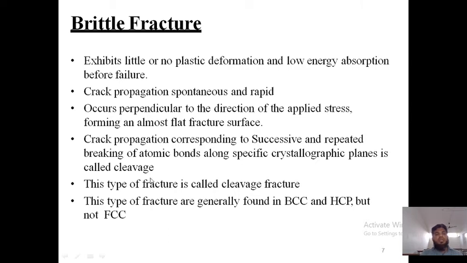So we call that plane as cleavage, and this type of fractures are called cleavage fractures. This type of fracture is generally found in BCC, body centered cubic structure, and hexagonal close-packed structures, but not in FCC. Okay, hexagonally closely packed structure, HCP. I have shown you this HCP also. In that there will be atoms arranged in the form of a hexagon. In the hexagon also there will be three atoms existing at the center. So this is hexagonally closely packed structure.